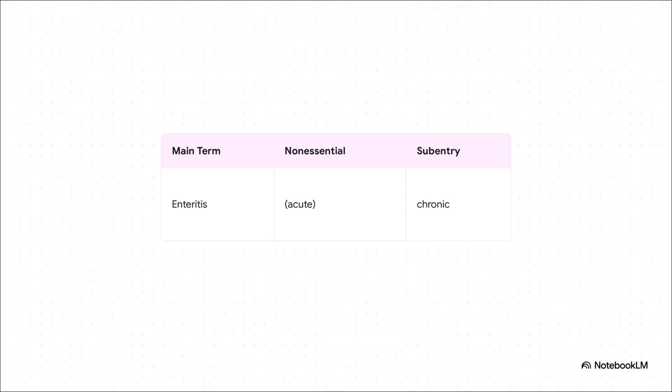Let's walk through the exact CMS guideline example for this. Say you look up the main term enteritis in the alphabetic index. You will see the word acute right there in parentheses next to it. Acute is a non-essential modifier. However, underneath enteritis, you're going to see a sub-entry for chronic. You need to know that the non-essential word acute does not apply to the essential sub-entry chronic.